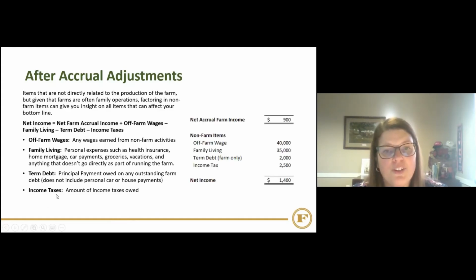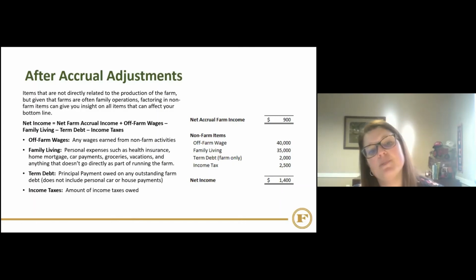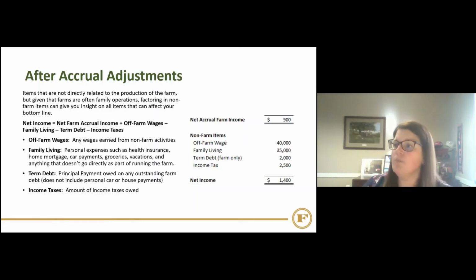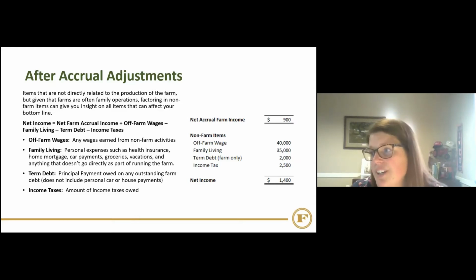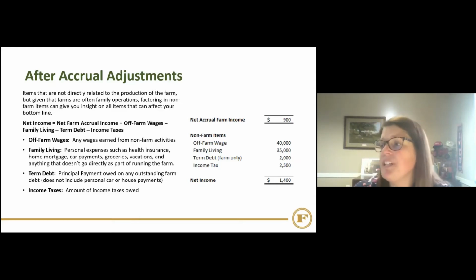Having these totals are an integral part of analyzing a farm as a business and troubleshooting if there is a problem. So over here on the right, we see their net farm income. We see that TLC Farms has someone with an off-farm wage of $40,000 a year. They spend $35,000 on their family living, and they have term debt of $2,000 that they pay to the bank, and they have income taxes of $2,500. So we take that $900 plus the $40,000 minus the $35,000 minus the $2,000 minus the $2,500, and that gets us to an overall net income for TLC Farms and their family of $1,400.